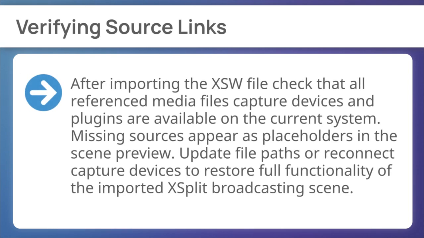Next, verifying source links. After importing the XSW file, check that all referenced media files, capture devices, and plugins are available on the current system. Missing sources appear as placeholders in the scene preview. Update file paths or reconnect capture devices to restore full functionality of the imported XSplit broadcasting scene.